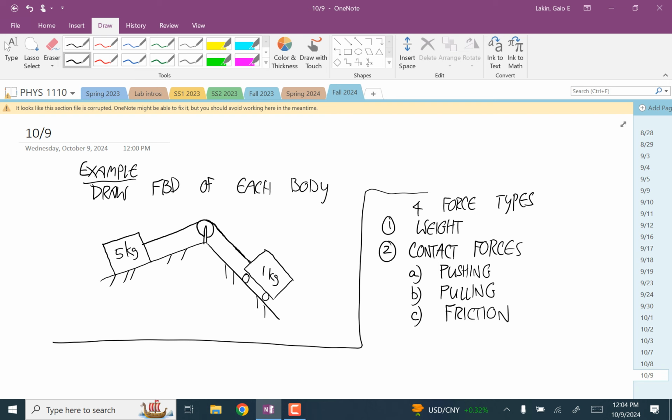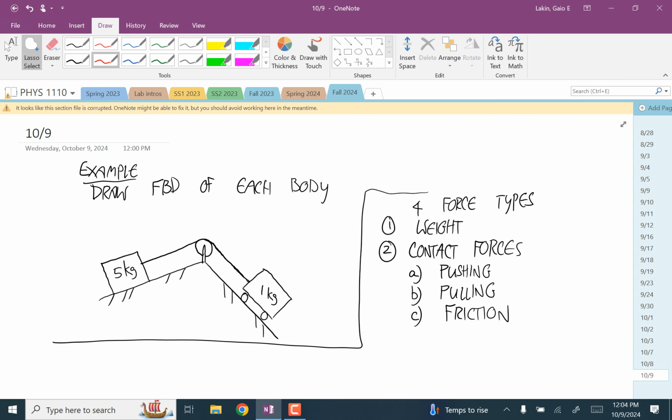And speaking of that stuff, I didn't quite give enough information to do this problem yet. So let's say that the motion of these bodies at this instant is this way and this way. Okay, so that's the direction of motion. And the coefficient of friction between the 5 kilogram block and the incline, let's call that 0.2.